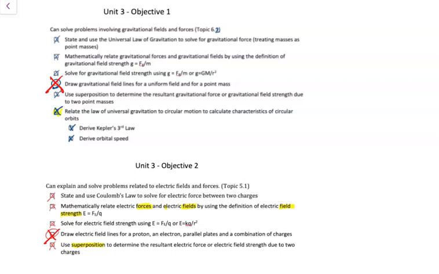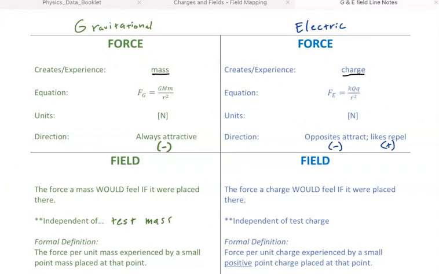Let's begin with a review of gravitational and electrical forces. Gravitational forces are created and experienced by masses using the universal law of gravitation. The units are in newtons, and one important thing is they're always attractive, which we have decided to call negative. Even though it doesn't show up in the equation, we have to think of the gravitational force and fields as always negative because it's always attractive. The electric force, created and experienced by positive and negative charges using Coulomb's law, creates positive or negative forces. Positive forces are repelling, whereas negative forces are attracting.